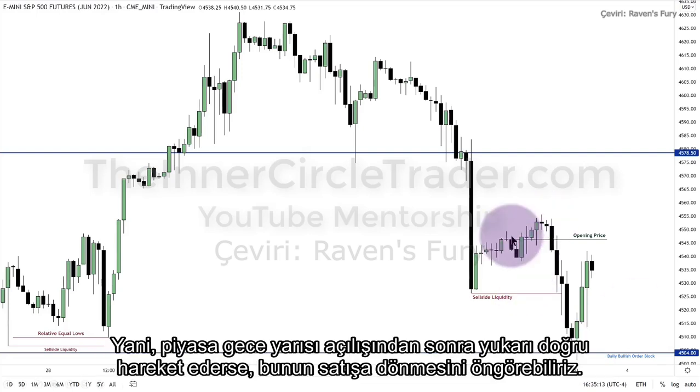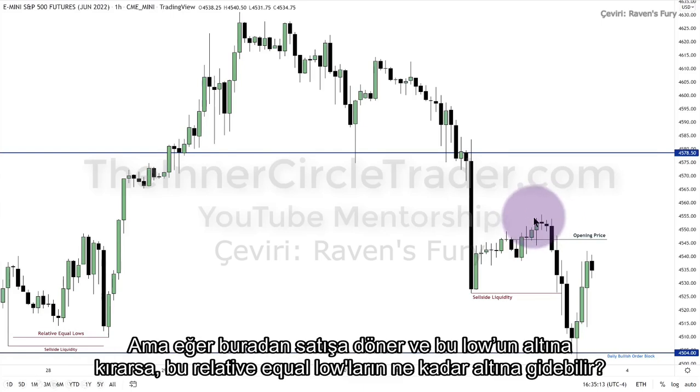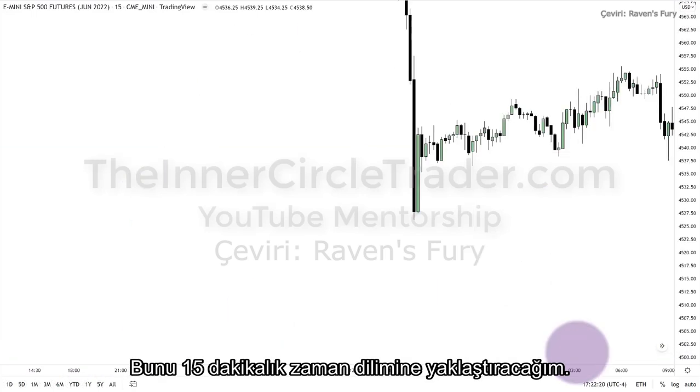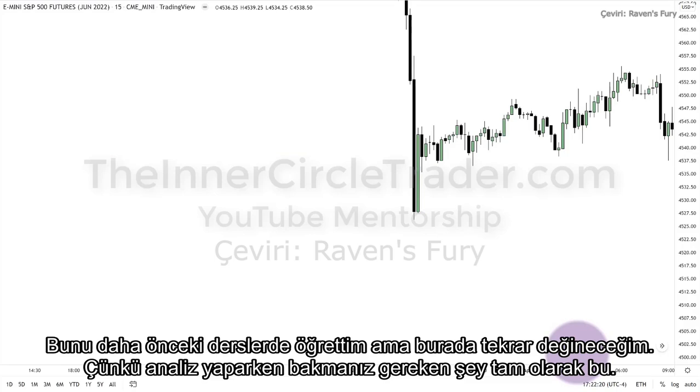So if this market's opening here at midnight and it starts to rally, we can anticipate this selling off. But if it can sell off from here and trade below this low, how much further can it go below these relative equal lows? Well, I'm going to zoom in on a 15-minute time frame. I've already taught this in other lectures, but I want to revisit it here because this is what you're looking for when you're doing your analysis.